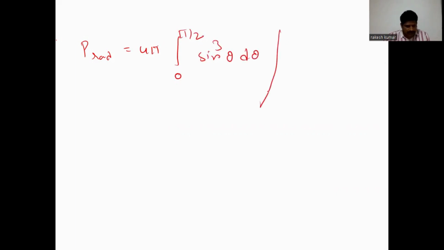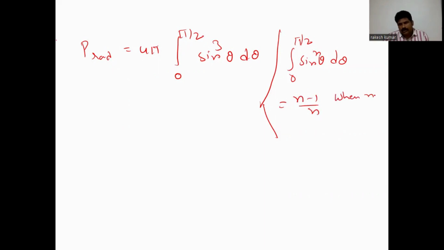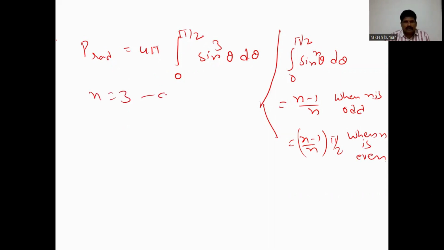Okay, there is a standard formula for the integral from 0 to pi by 2 of sin power n theta d theta. The solution is (n minus 1) by n, continuing the same pattern, when n is odd. The same expression (n minus 1) by n times pi by 2 applies when n is even. So from this expression, what is the value of n? n is equal to 3, which is odd. Okay, what is the expression for P radiated?